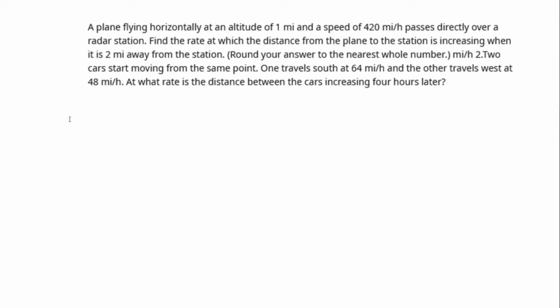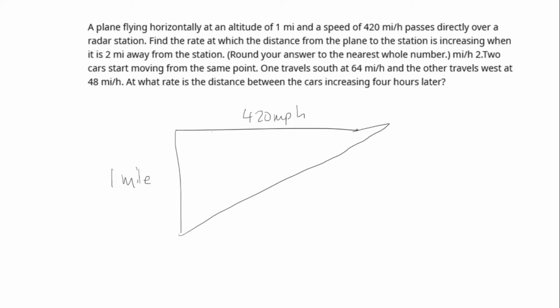So we have a plane flying horizontally. The altitude is 1 mile. So think of that as the height. And the speed of the plane is 420 miles per hour. And it's flying over a radar station. So we'll say the radar station is over here.